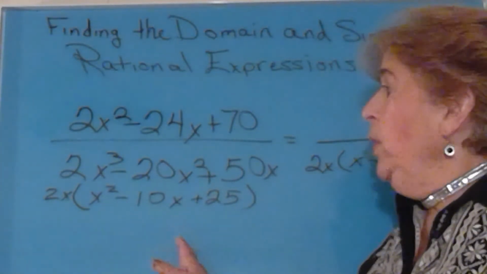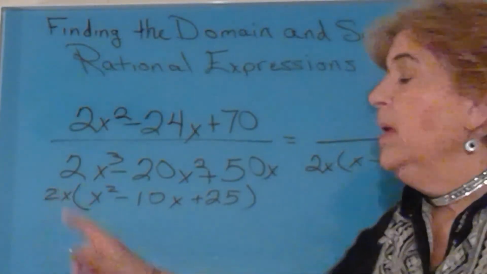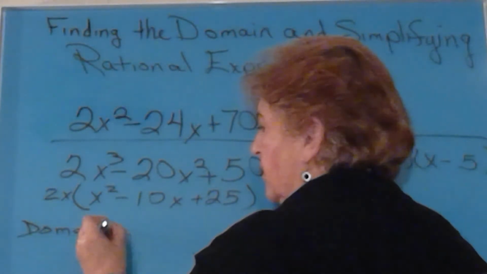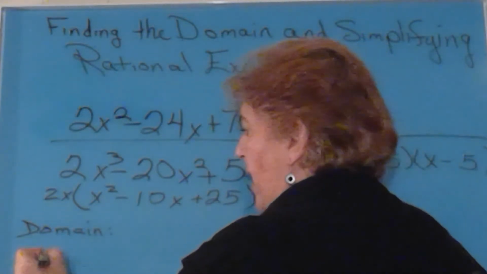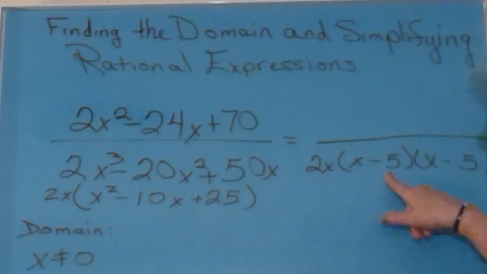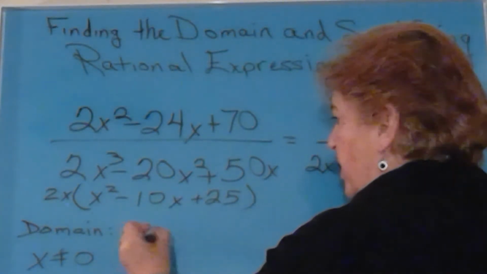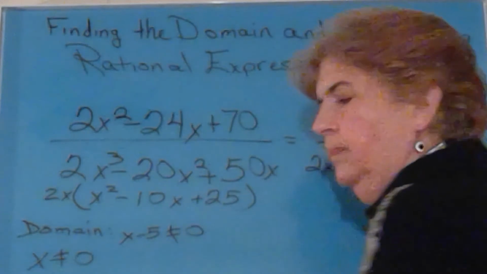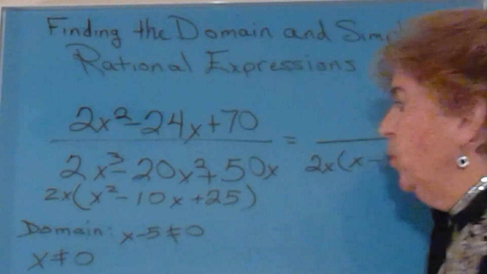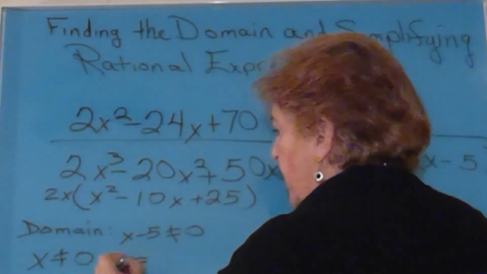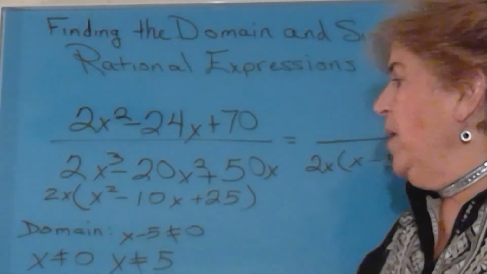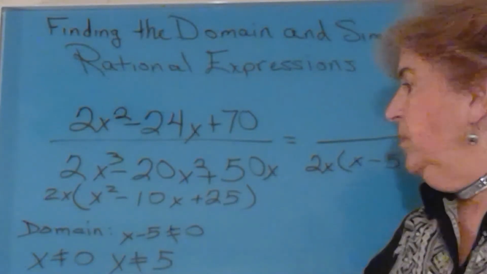Now, we did take out a factor of x. That means for the domain, that denominator has x that cannot be equal to 0. And we have x minus 5 that cannot be equal to 0. Now that's a factor twice, but we only have to write it once. That gives us x cannot be equal to 5. So our domain is all real numbers as long as x is not 0 or 5.